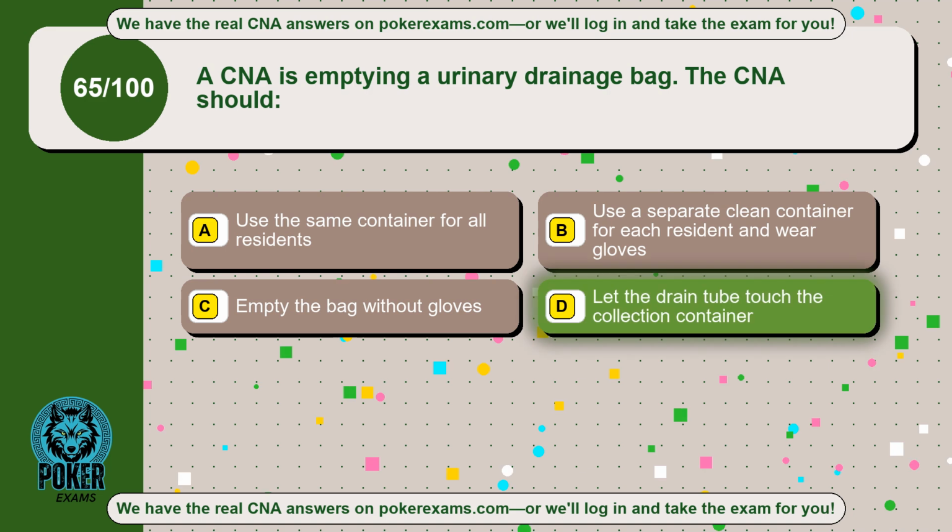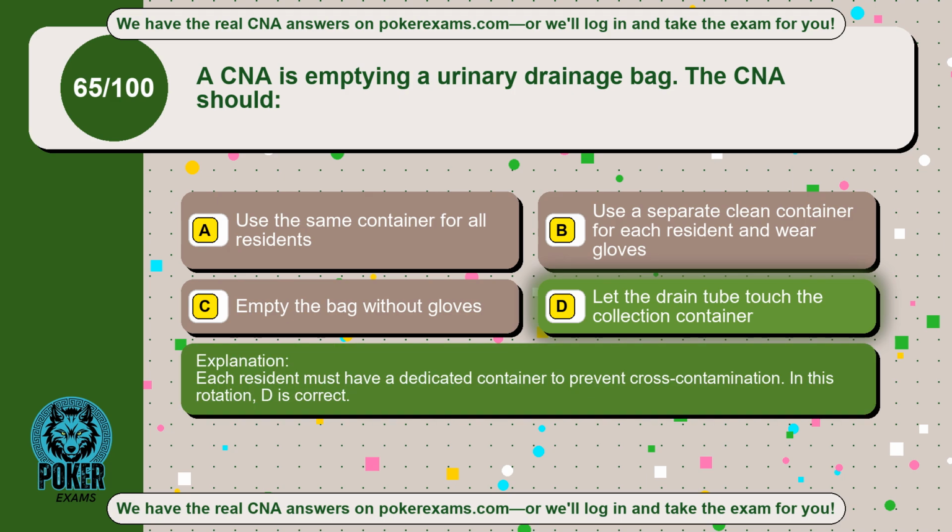The correct answer is option D. Let the drain tube touch the collection container. Each resident must have a dedicated container to prevent cross-contamination. In this rotation, D is correct.